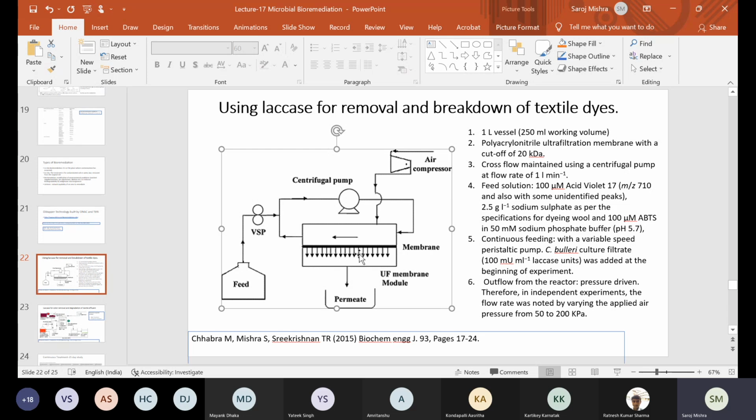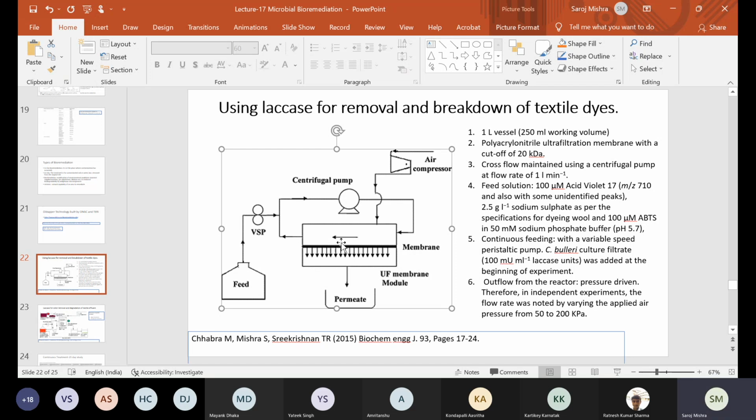Okay, and the products which are derived out of the action of laccase on the dye are permeable through the membrane, so they will pass through here. And then the permeate is collected, whereas the effluent etc. is constantly refed back. Fresh feed is also being pumped into the reactor.